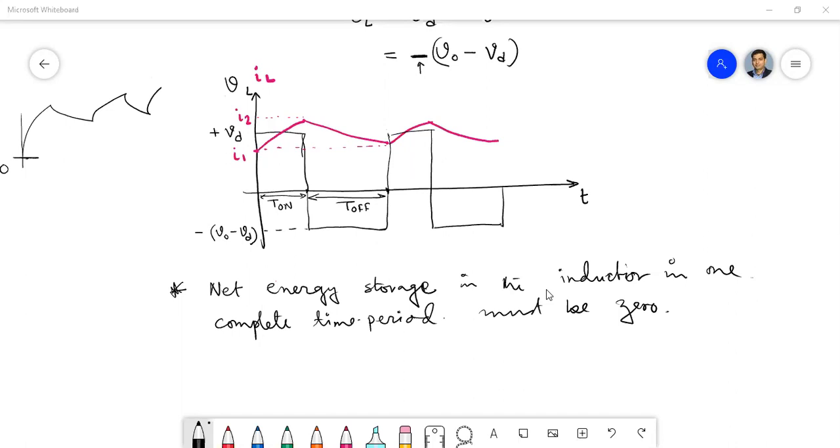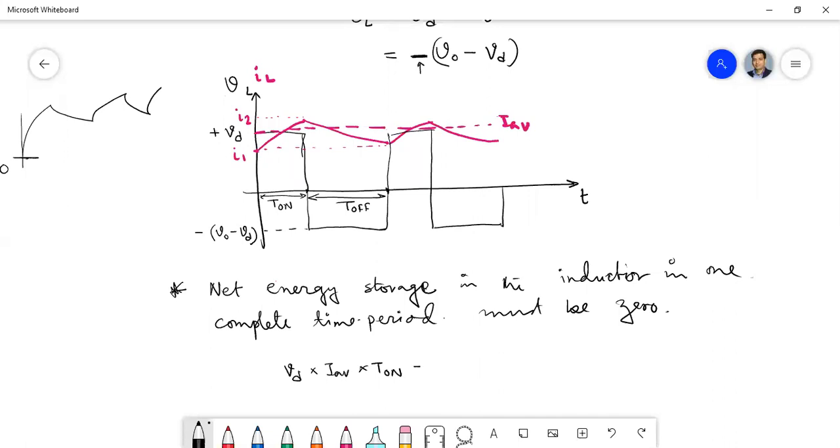So if I take some average value like this, if this is the I average, that will be the same for the on period and off period. So that means in the on period, the energy is VD into I average into T on. So this is the energy in the on period. Okay.